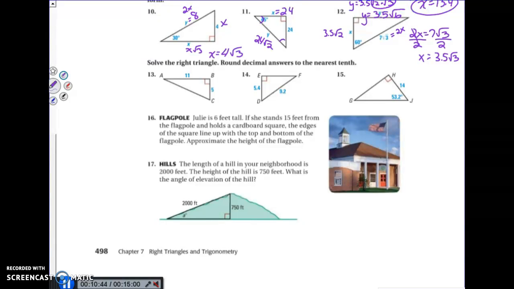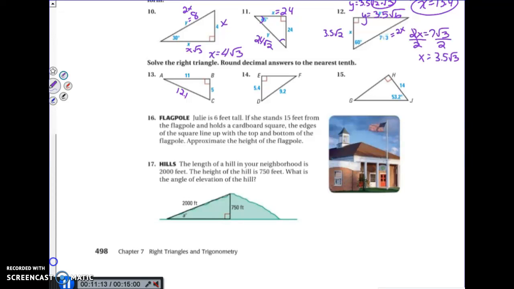All right, so 13, you're trying to solve the right triangle. When you're solving right triangles, you want to find all the unknown angles and sides using any method you want. I believe I used Pythagorean Theorem to find the hypotenuse, and I rounded it to the nearest tenth, which came out to 12.1, I think. Yep, 12.1. All right, then I have options to find the angles.